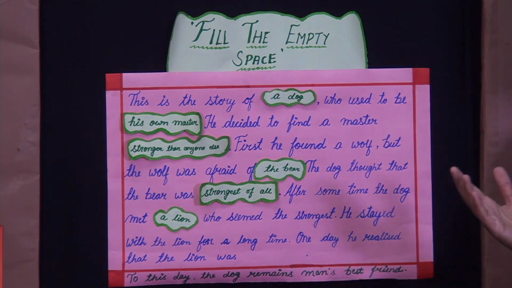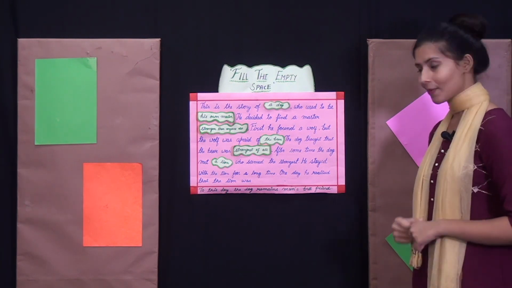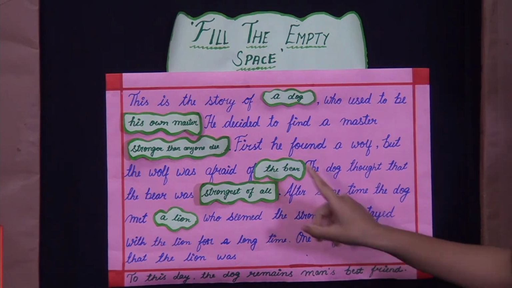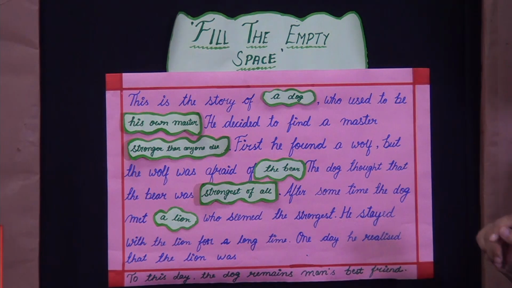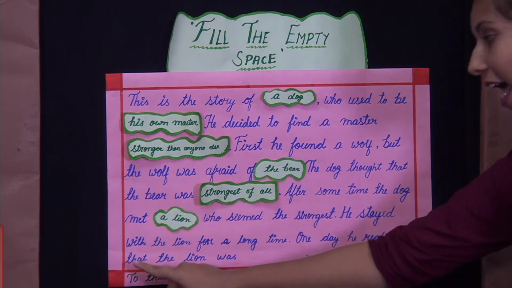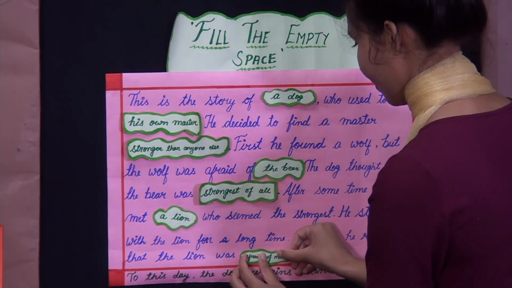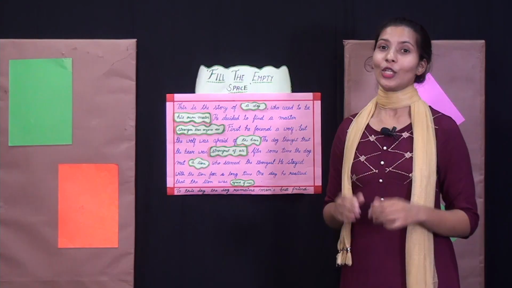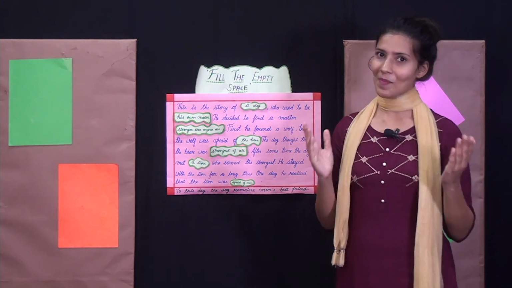Now we are left with our last space. That is, he stayed with the lion for a long time. One day he realized that the lion was afraid of man. To this day, the dog remains man's best friend.